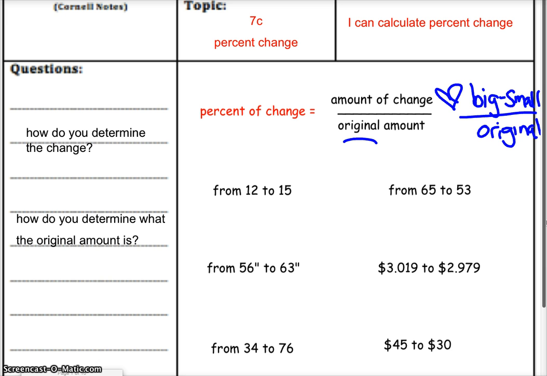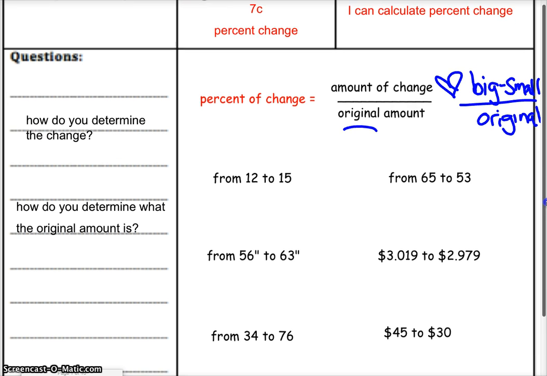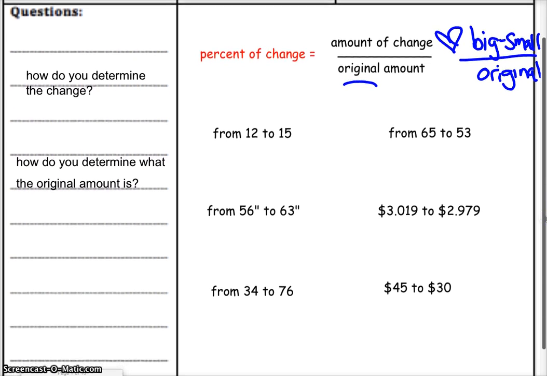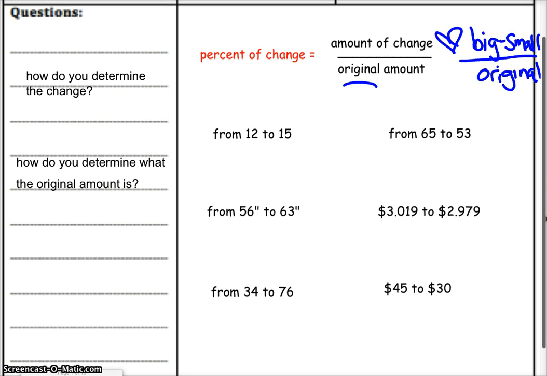And then you have to tell me if it's an increase or a decrease. So the percent change is going to be an increase or decrease. Clearly, if you get bigger, it's an increase. If you get smaller, it's a decrease. Right? So I want to know what percent change did I have if I went from 12 to 15.